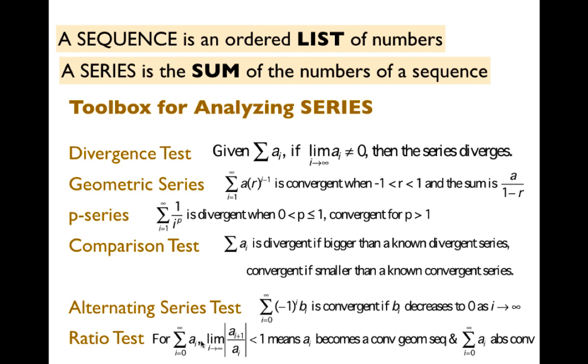And so what we're seeing with the ratio test is, does this series become a geometric series? Does that multiplying ratio have a limit that's less than 1? Then it's like becoming a geometric sequence, and then we know we'll have absolute convergence.